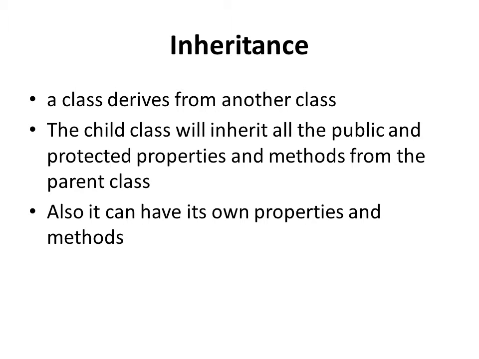Now what is inheritance? A class derived from another class is nothing but inheritance. So there is a parent and child relationship between the classes. The child class will always inherit all the public and protected properties or attributes and methods or functions from the parent class. Also, it can have its own properties and methods apart from the inherited methods and properties.